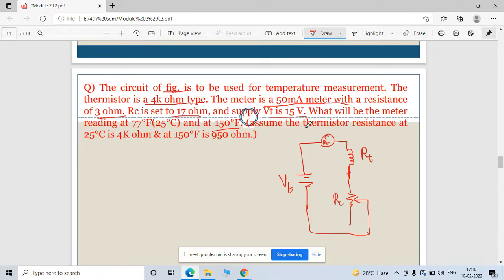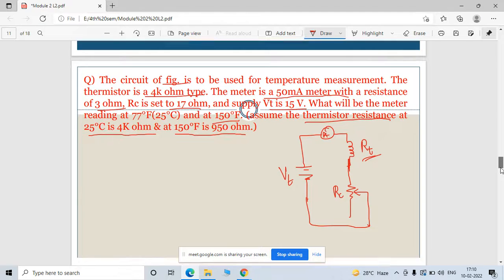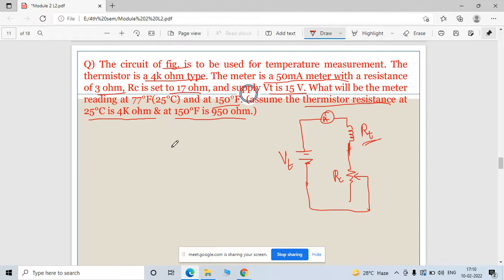Here the assumption is given, or this value you can also find out with the help of the graph. Okay, so assume the thermistor resistance at 25 degree Celsius is 4K ohm, and at 150 degree Fahrenheit is 950 ohm. So these are the thermistor resistances which you design. That value you already know, right? And which you want to measure, that value you can easily find out with this. Okay, so what is the current here?